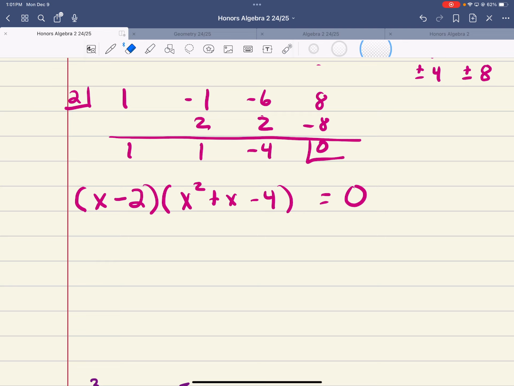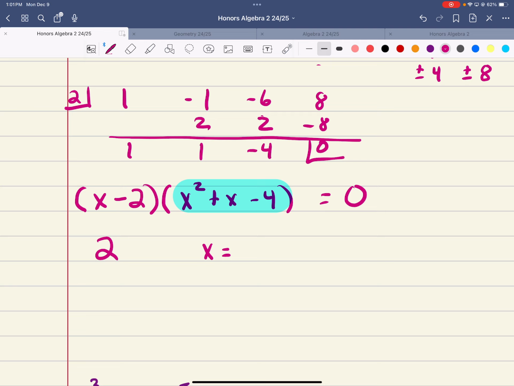Okay, so if we have to find the zeros, the first 0 is pretty easy to find. First 0 is just 2. And we've already said that. But now for this part, we have to use the quadratic formula. Or you can complete the square. I wouldn't advise it because you'd be dealing with fractions. So we use the quadratic formula.